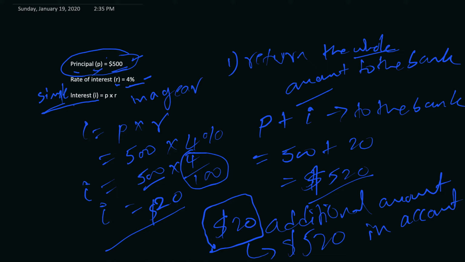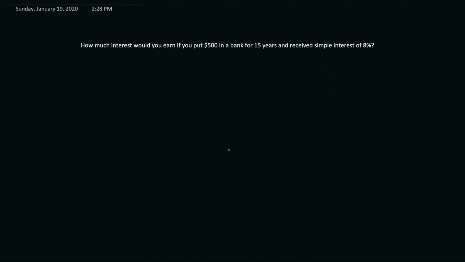Let me pull up our first example. Cool. So here is our question. How much interest would you earn if you put $500 in a bank for 15 years and received a simple interest of 8%? Okay, let's read it again. How much interest would you earn if you put $500 in a bank for 15 years and received simple interest of 8%? Now, before we start solving this problem, let's see what kind of information we have.